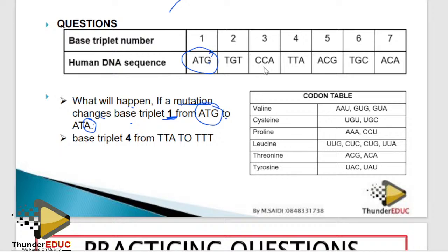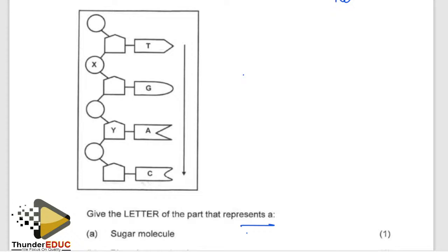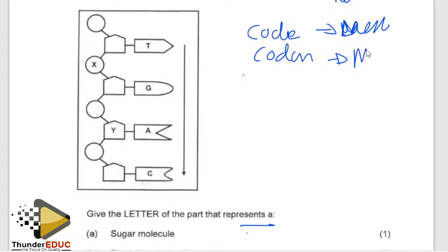So now, when they ask you such a question, you first identify what is given here. It is a codon, but what is given here is DNA. Therefore, I have to convert this into messenger RNA. Remember, when you talk about code, it means DNA. When you talk about codon, it means 3 bases on messenger RNA. When we talk about anticodon, we mean 3 bases on transfer RNA.